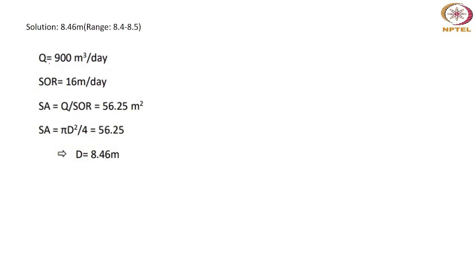So same thing, Q is 900 meter cube per day and surface overflow rate is 16 meter per day. So surface area will be Q divided by the surface overflow rate, which is nothing but 56.25 meters square. Then pi d square by 4 equals this area, and if you calculate for d, you can get 8.46 or whatever you are getting. It depends upon the calculation, right? So 8.46 or 8.5, that's good.